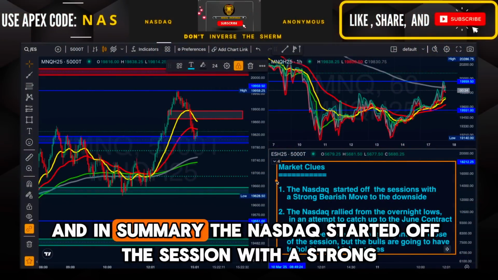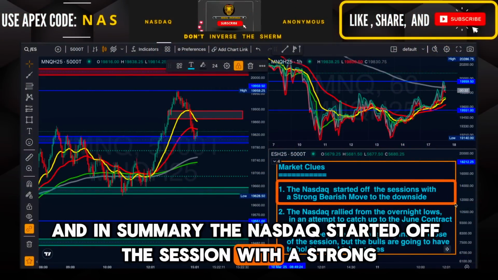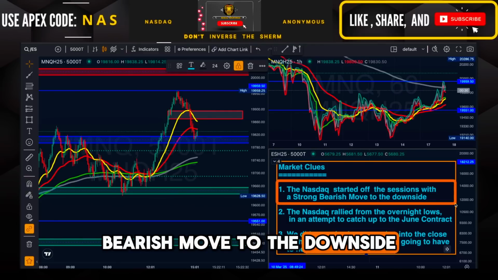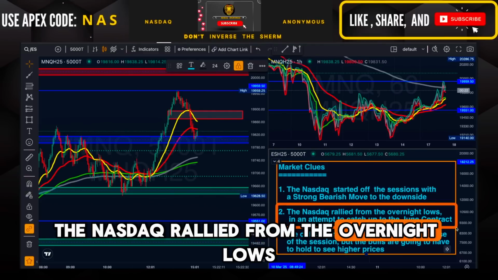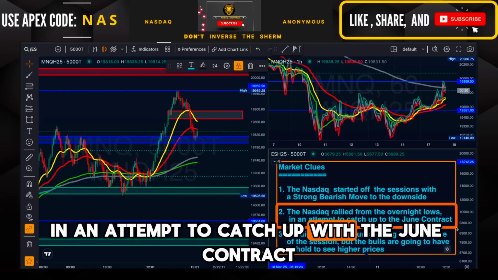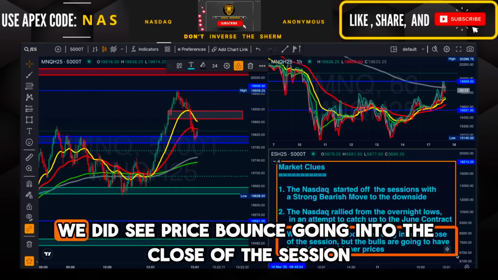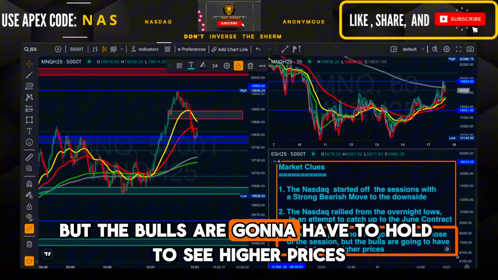And in summary, the Nasdaq started off the session with a strong bearish move to the downside. The Nasdaq rallied from the overnight lows in an attempt to catch up with the June contract. And finally, we did see price bounce going into the close of the session, but the bulls are going to have to hold to see higher prices.